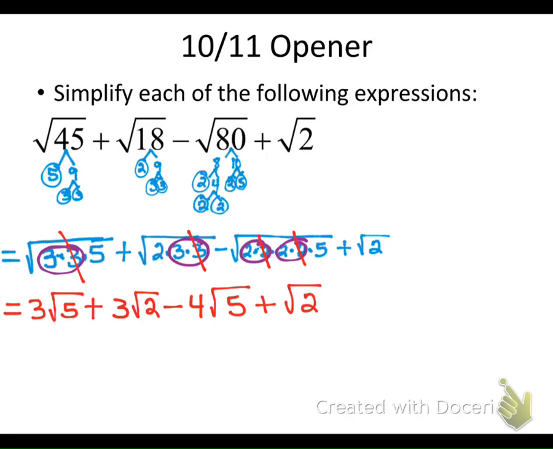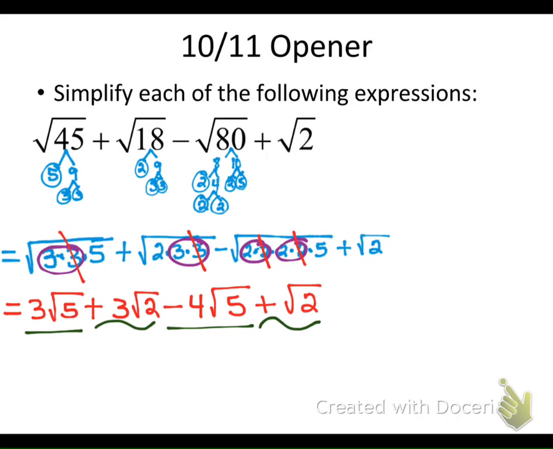Perfect. All right. So we're now to the new step. Now this is where we need to combine like terms, looking at our radicand, what Devontae said. When we simplify this, we want to go in order from least to greatest. So you're going to find your radicand that's the smallest. What's my smallest radicand there? 2. So what are my like terms? A positive 3 square root 2 and what? Positive square root 2. What are my other 2 like terms? 3 square root 5 and then negative 4 square root 5.